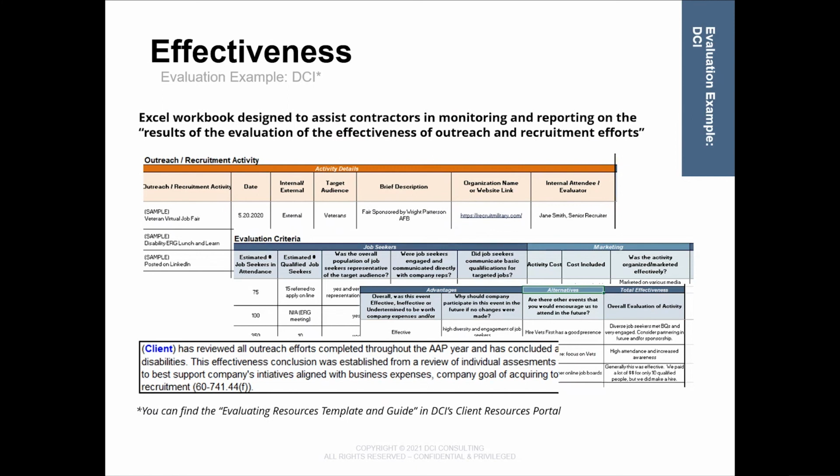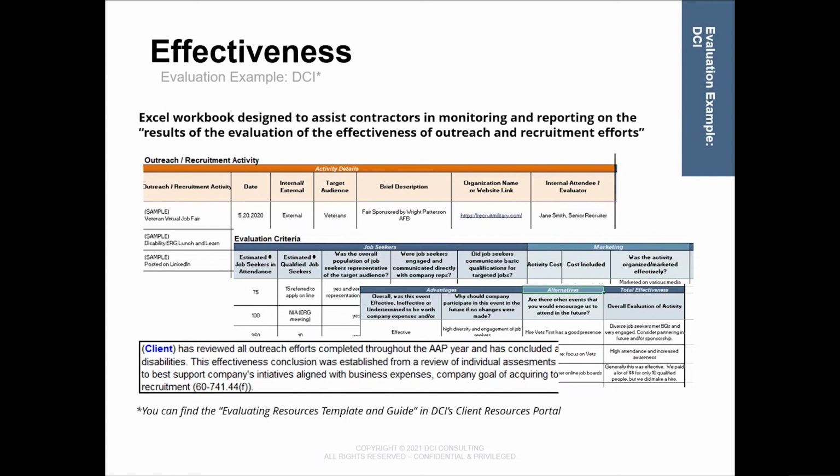This is a snapshot of some pre-established criteria that DCI has presented. If you like this, you can also design your own. And you can see where we're asking specific questions that would gain some insight into whether or not that outreach and recruitment activity was beneficial, or what we call here effective.